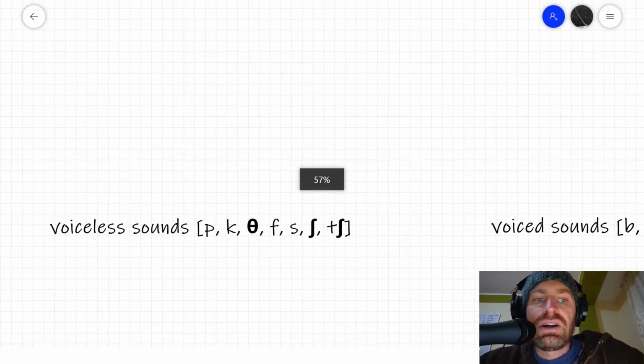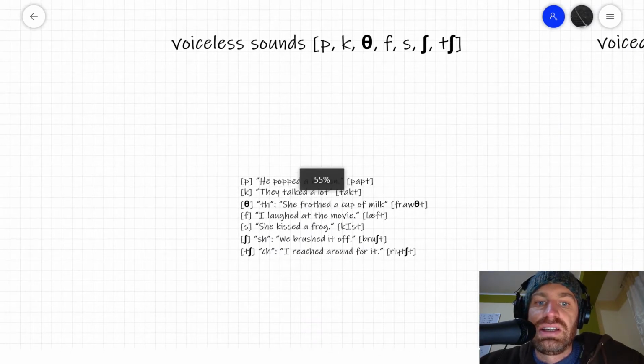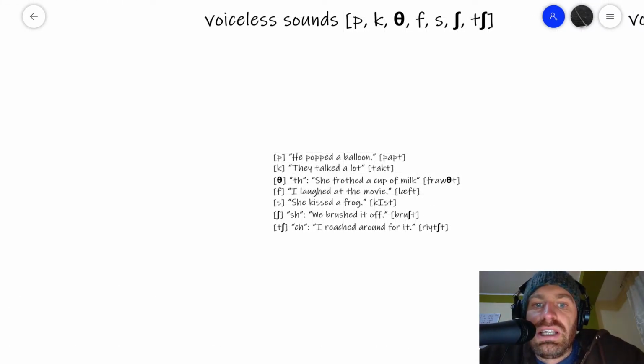So I'll explain now how these sounds affect the final -ed sound in past tense. For example, he popped a balloon, they talked a lot, she frothed a cup of milk, I laughed at the movie, she kissed a frog, we brushed it off, I reached around for it. You can see the last letter in all of these is a D, even though it's written with a D, we pronounce it as a T: popped, talked, frothed, laughed, kissed, brushed, and reached.